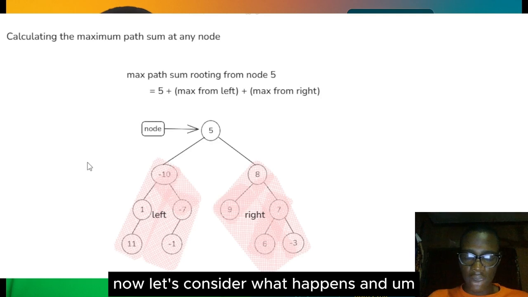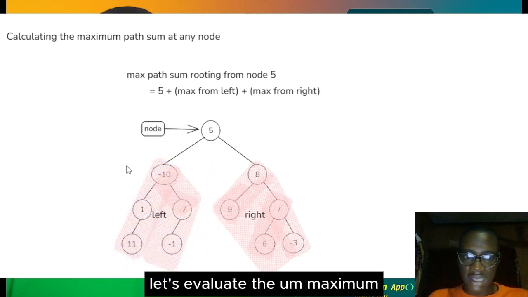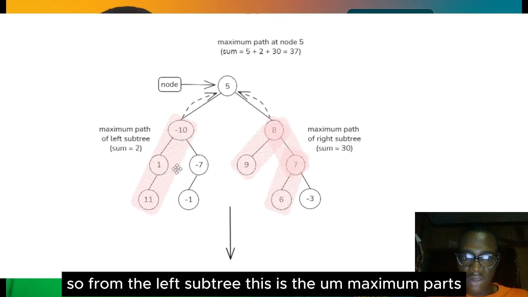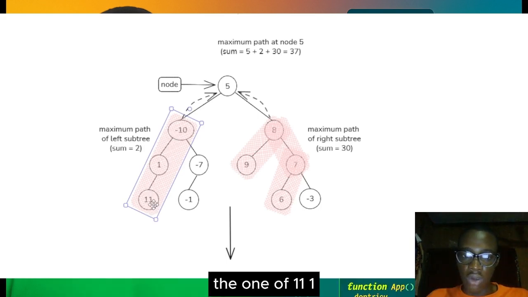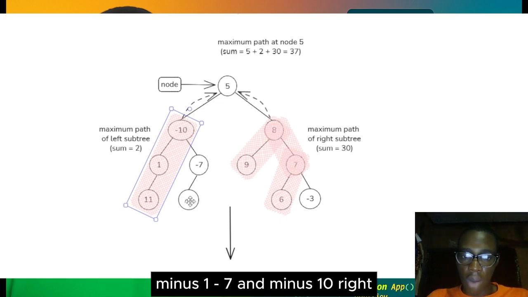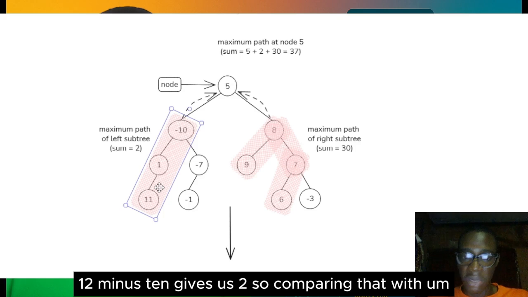Now let's evaluate the maximum sum path that will be returned from the left and right subtrees. From the left subtree, you see that we have 2 paths that we can take here: the one of 11, 1, minus 10, or we can decide to go for minus 1, minus 7, and minus 10, right? So 11, 1, minus 10 evaluates to 2. 11 plus 1 gives us 12, 12 minus 10 gives us 2.